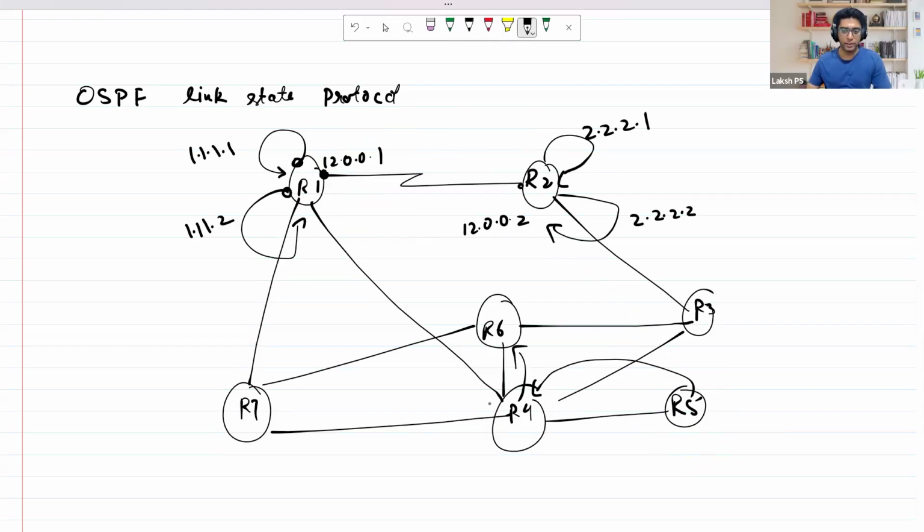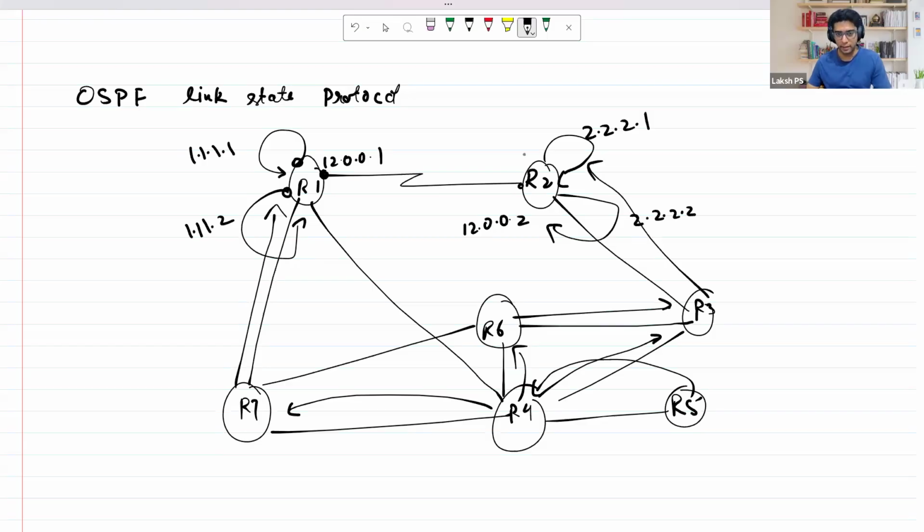R4 is going to share that information with R6, R7, and over here R3 as well. R7 is going to forward that information to R1. R6 is going to forward that to R3, R3 to R2, R2 to R1, etc. All of these routers will share their link database information with each other, thereby populating their routing table.